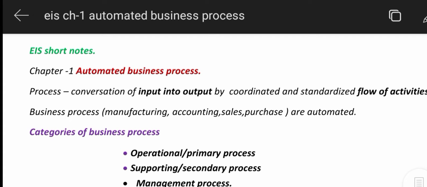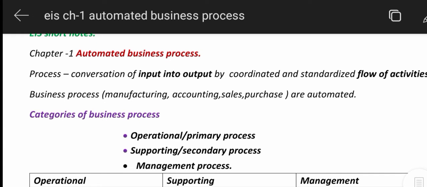Hello guys, in this video we're going to see about automated business process. Business process is nothing but conversion of an input into an output by applying coordinated and standardized flow of activities. Now let's take an example of a cotton mill where raw cotton is the input and which is converted into a semi-finished product, and the semi-finished product, that is the yarn, is converted into a cloth.